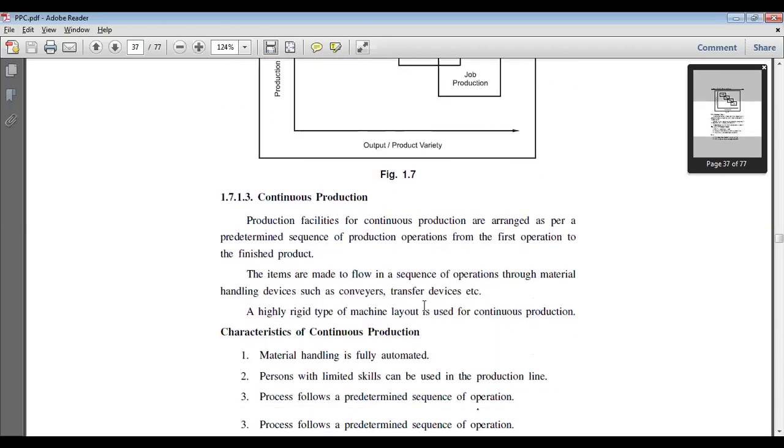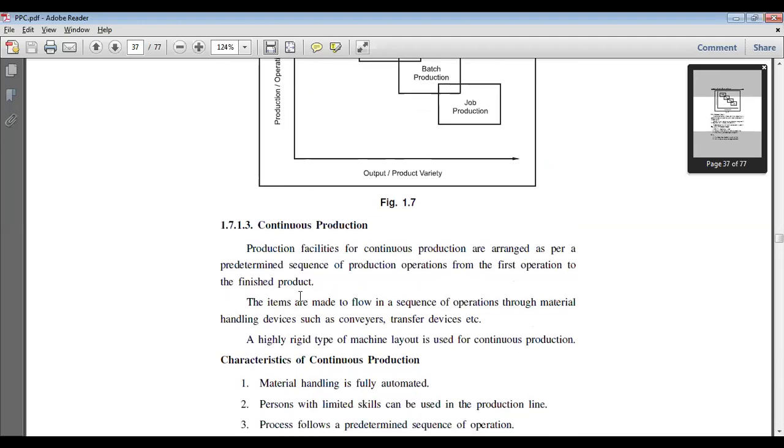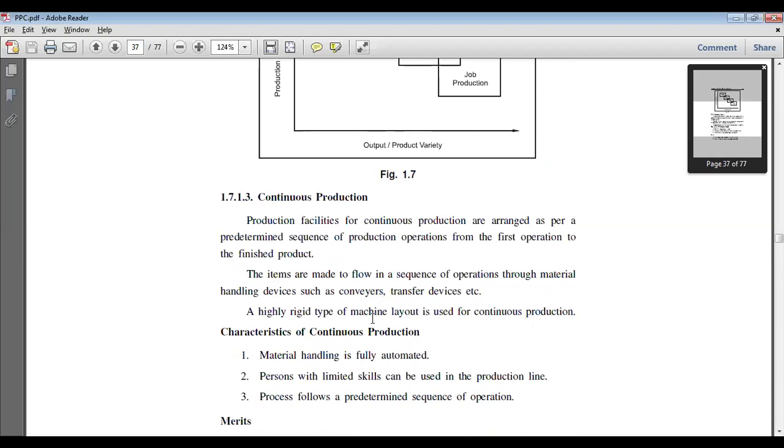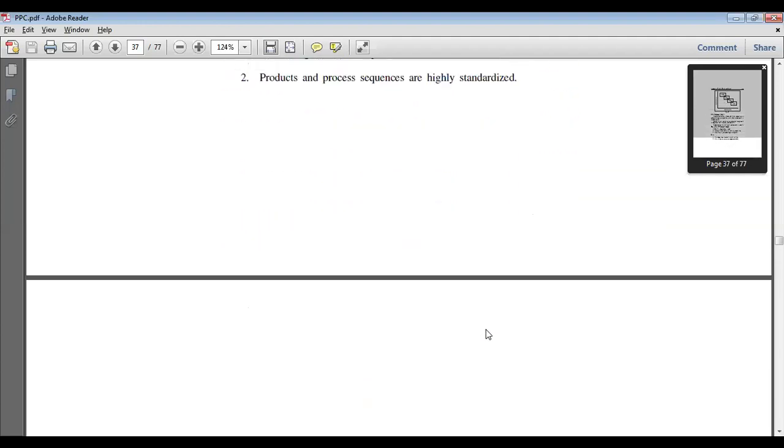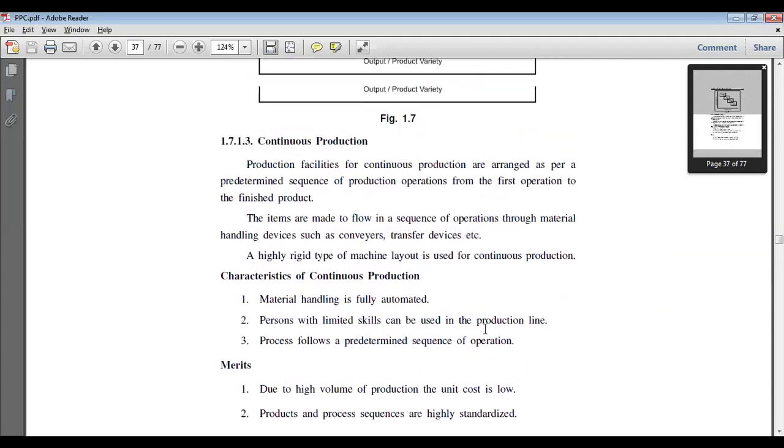Third is continuous production. Production facilities for continuous production are arranged in a permitted sequence, such as conveyors, transfer, etc. A highly rigid type of machine is utilized for continuous production. For example, chemical producing units, where we are producing alcohols or water. These are continuous production, where the production is not in batches, it is continuous.